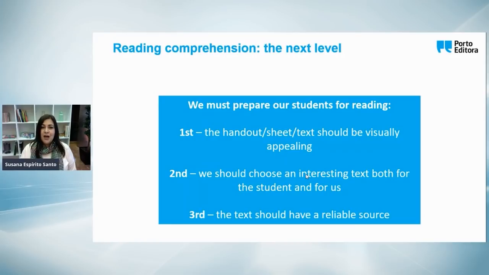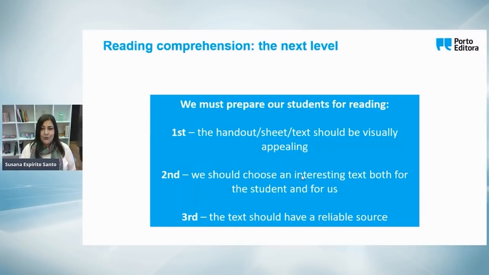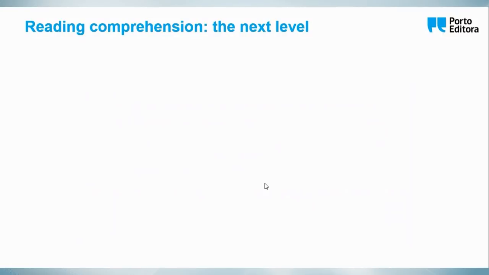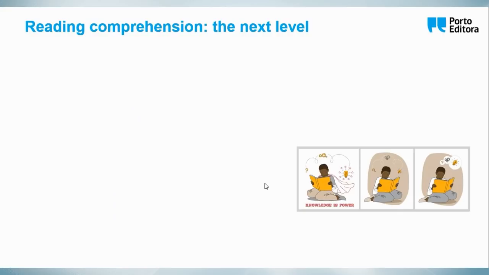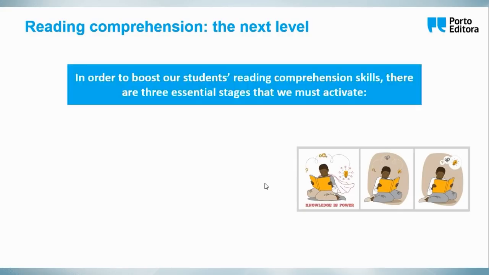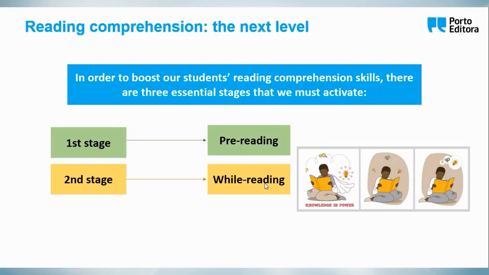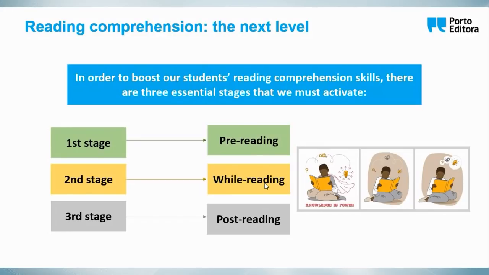Thirdly, choose a reliable text because, as you all know, your students trust you and rely on the information you provide them. In the reading process, there are three equally important stages that we should never skip. The first stage, pre-reading, prepares the atmosphere for the while reading. The second stage, while reading, provides knowledge to the post-reading. And finally, the third stage, post-reading, concludes the study of the topic.